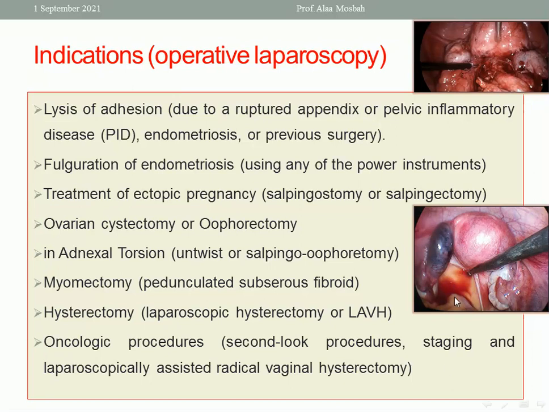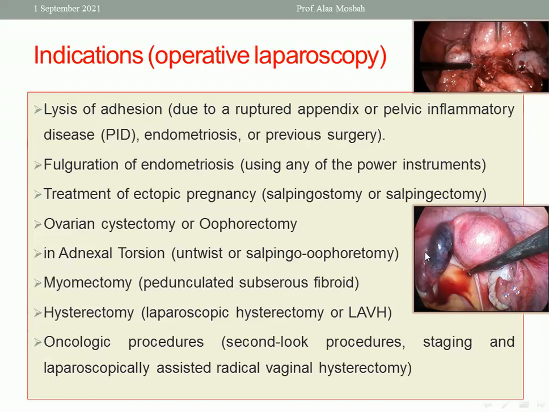Also, laparoscopy can be used as an operative or management tool for many cases like lysis of adhesions, as in this case, there is adhesion between the fallopian tubes and the ovaries, and also between the ovaries and the fallopian tubes and the uterus. So laparoscopy can be used for lysis of adhesion due to endometriosis or due to infection like PID or due to previous surgery, or fulguration of endometriotic implants, or excision of endometrioma or chocolate cyst, or treatment of ectopic pregnancy.